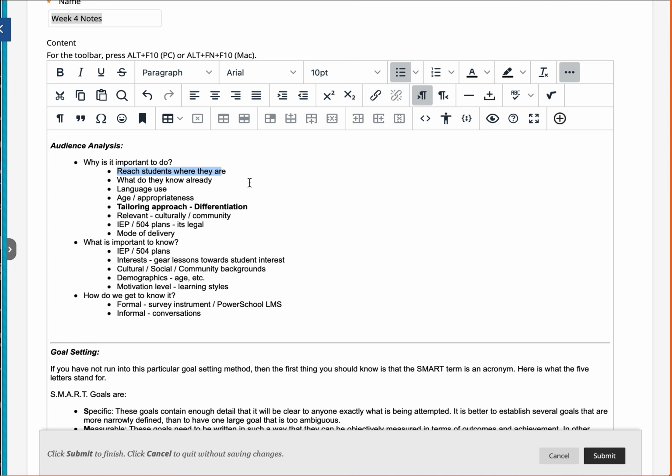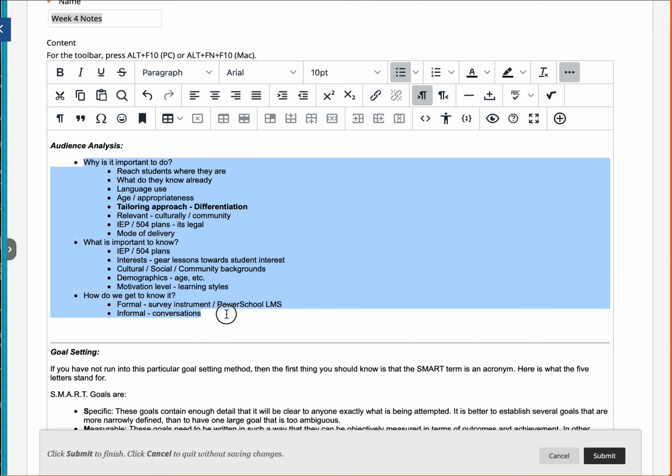And the only way you can do that is if you know where they are. Otherwise, you're going to be reaching in the wrong direction. So all of this is really important.